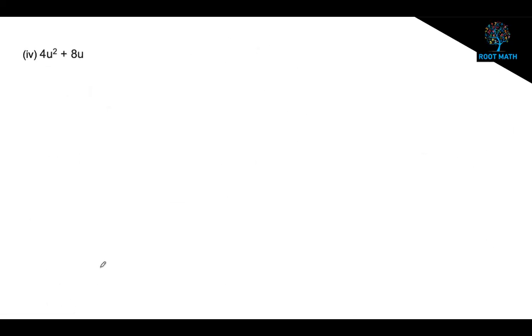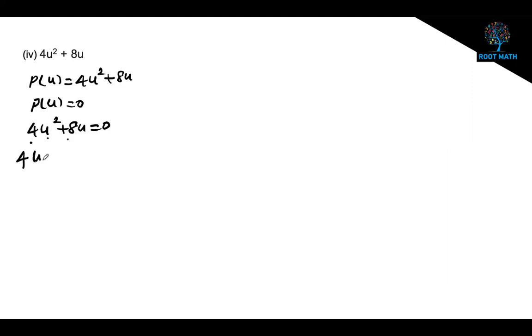Question: 4u squared plus 8u. And here there is no constant term, so it is easy to factorize. Write this as p of u is equal to 4u squared plus 8u, and write p of u equal to 0. So 4u squared plus 8u is equal to 0. You can see here 4 and 8 have the common factor 4, and u squared and u have the common factor u. I'm taking 4u as the outside common factor, and u plus 2, which is equal to 0.